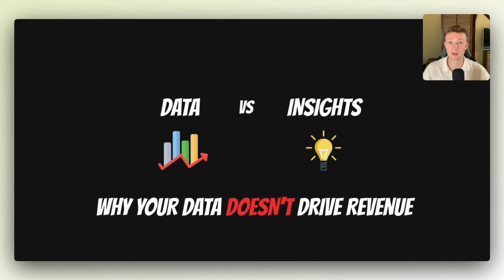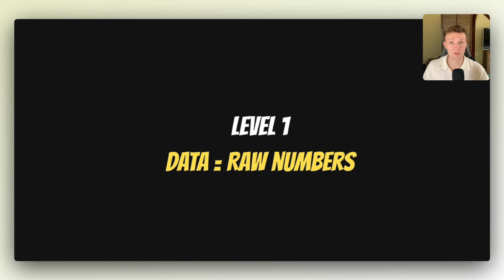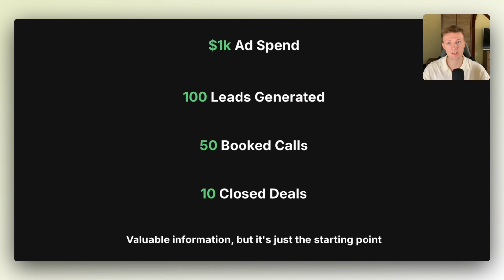Now, we have 3 different levels of data understanding. Let's actually clarify them and see what the definitions are. The first level is data, raw numbers, right? Data tells you what has happened. So for example, we spent $1,000 on ads, we generated 100 leads, we booked 50 calls, and we closed 10 deals. Now, this is valuable information, but it's just a starting point of where we're trying to go.